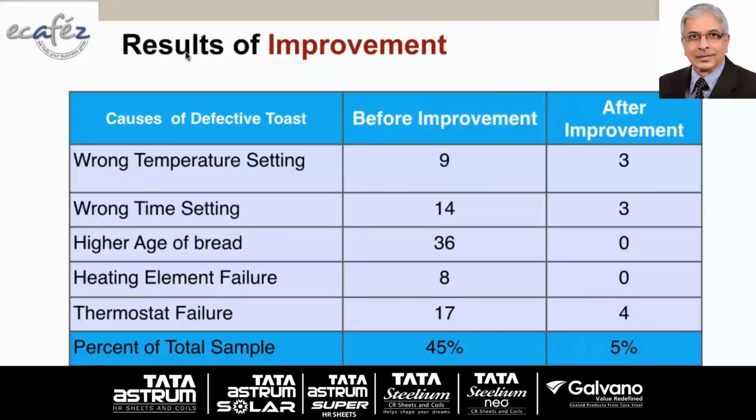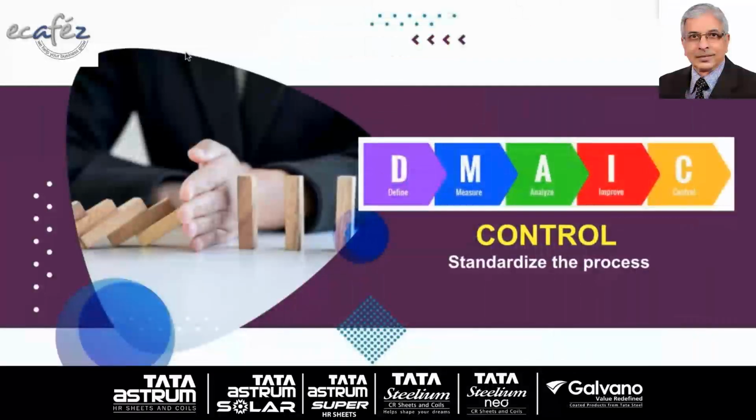So, results of improvement. Before improvement in the toasting process, these were the figures. 45% were coming defective, and after improvement, defectives came down to 5%. The 55% good quality increased to 95%. This way, the 7 QC tools have been used to improve the quality.